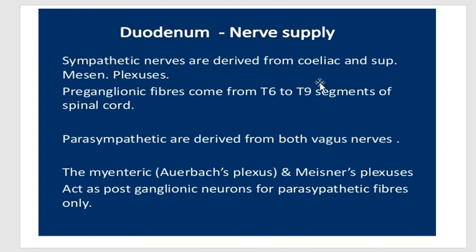Okay, so from T6 to T9 spinal cord the preganglionic fibers come, and the preganglionic fibers further form the celiac and superior mesenteric plexuses around the abdominal aorta, and from there the postganglionic fibers arise and supply the respective organs. So the sympathetic innervation comes from the T6 to T9 segments.